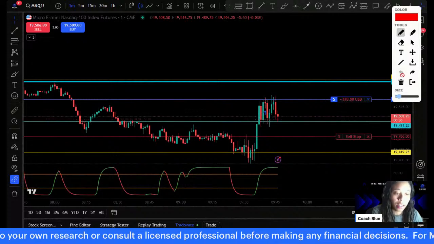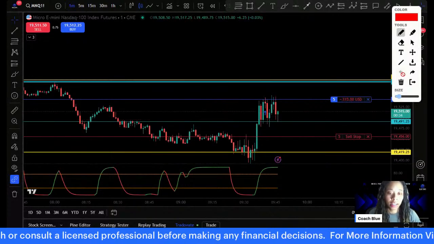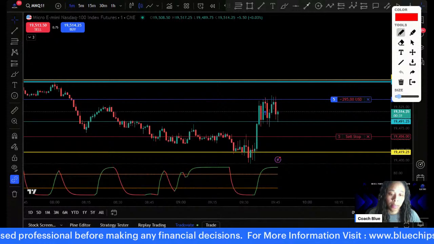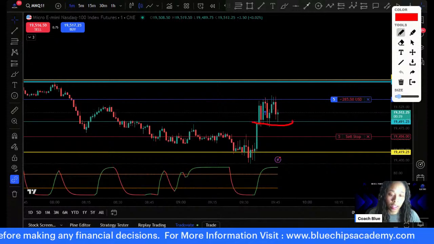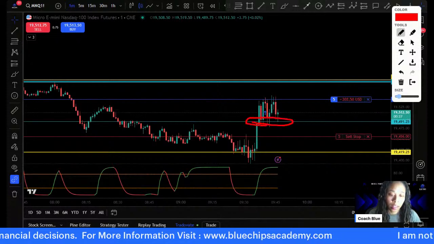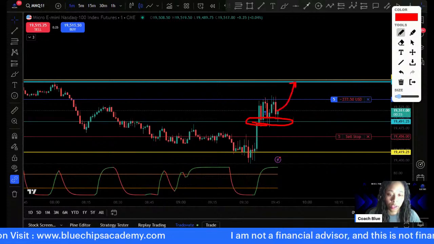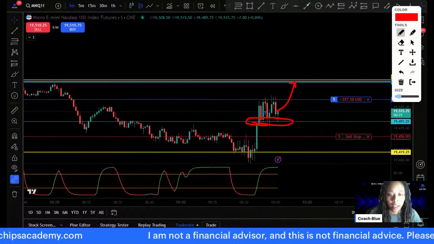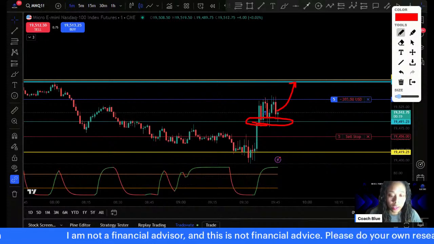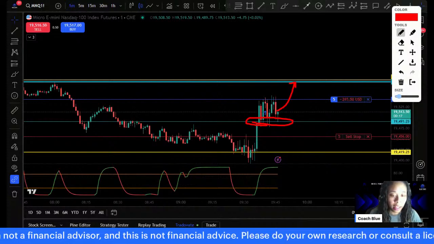Okay, so we got 35 seconds left on this candle right here. The buyers are trying to hold, though. They're trying to hold this area right here. Let's see if they can at least push to TP1. And then, from there, we'll see how much momentum they have.